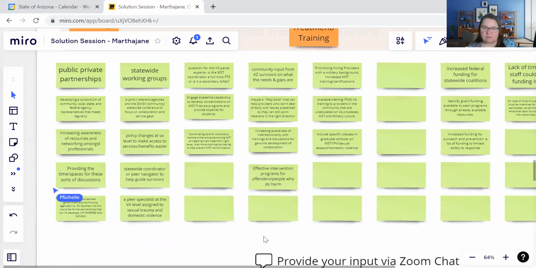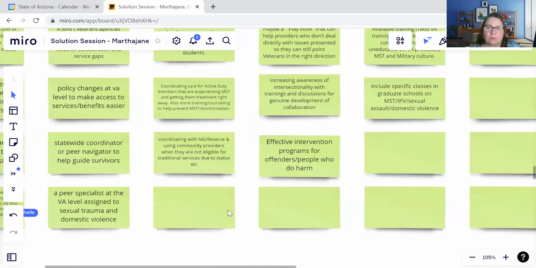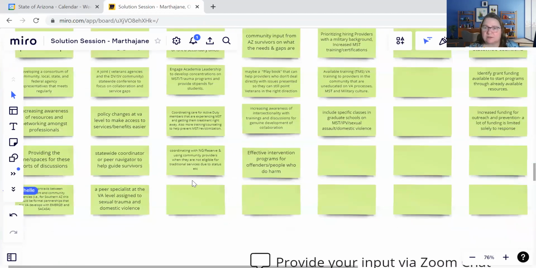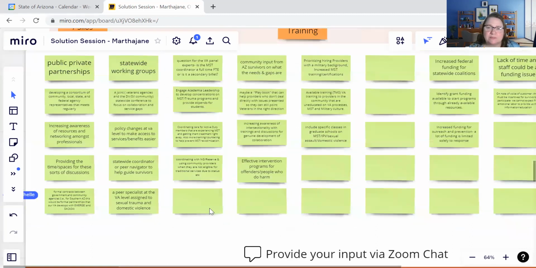Effective intervention programs for offenders, people who do harm. It's a whole other side of the coin, isn't it? Coordinating with NG Reserve and using community providers when they are not eligible for traditional services due to status. So being able to offer resources instead of just a no. That's great.